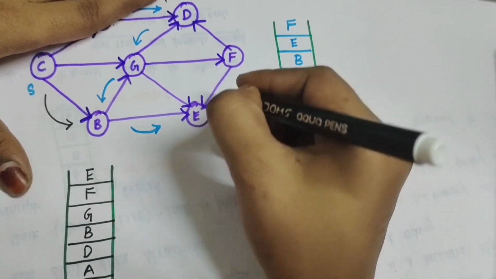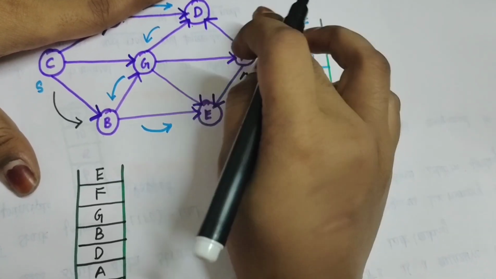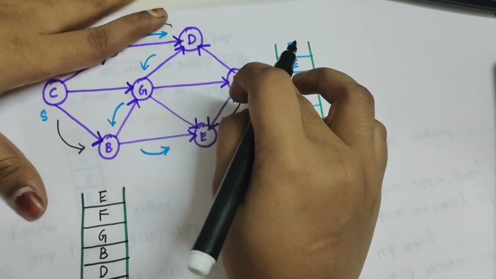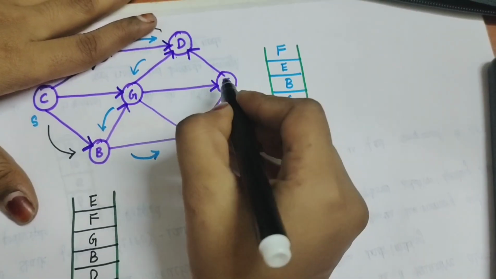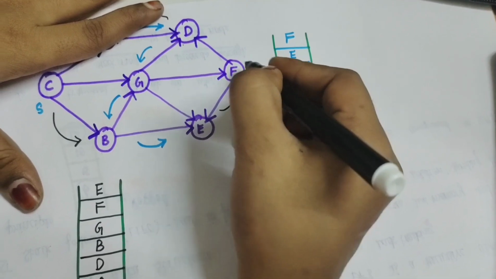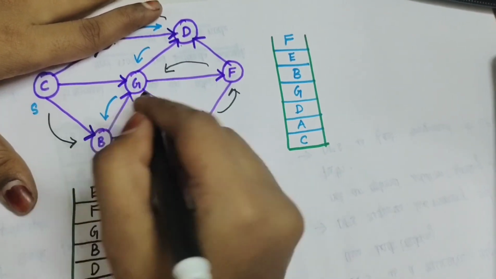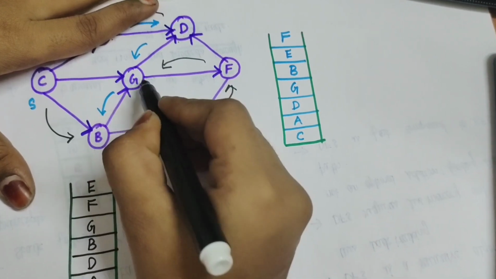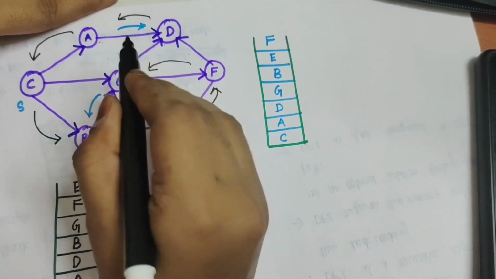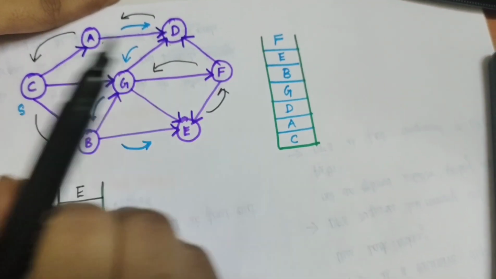So now what we have to do is backtrack to F. And we have to check for F if there are any adjacent nodes that are unvisited. But there are not any other unvisited nodes. So we again backtrack from F to G. And we have to check from G if there are any unvisited nodes. But we find that there are no other unvisited nodes.